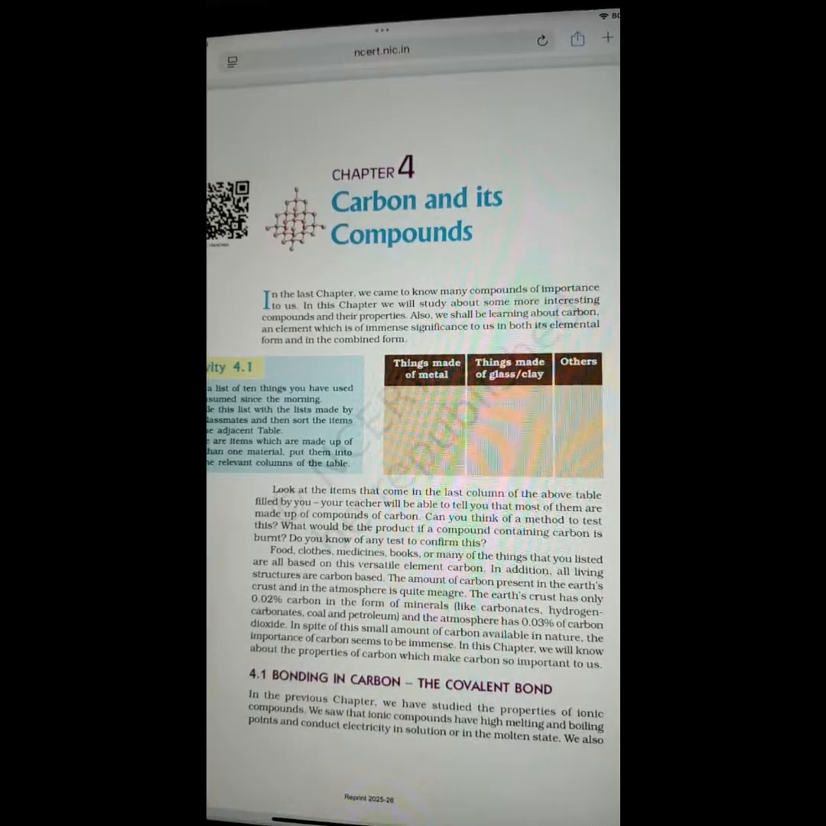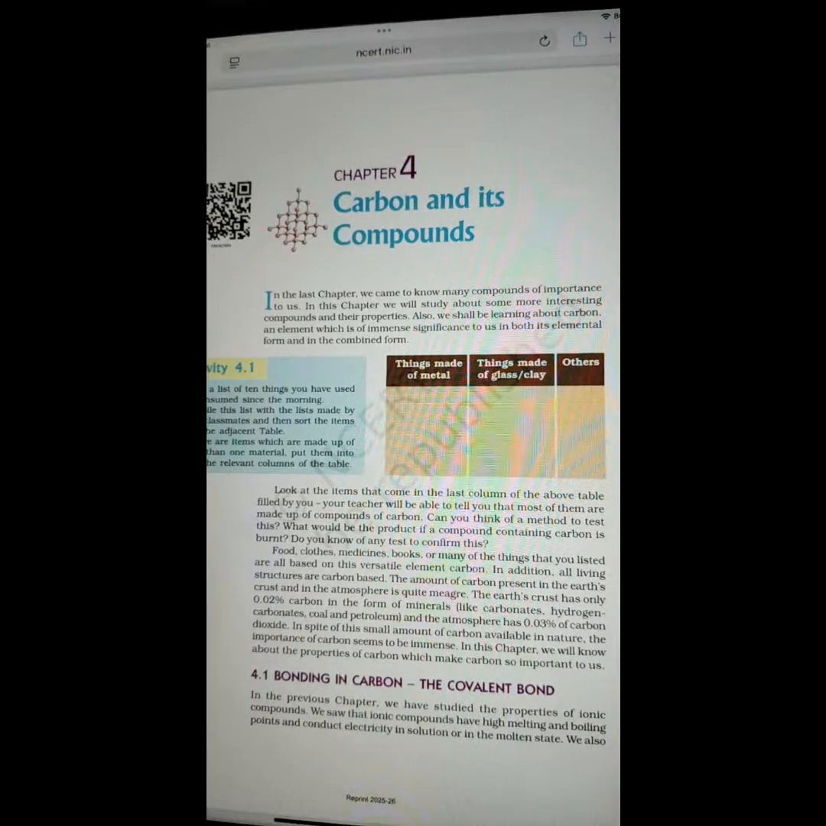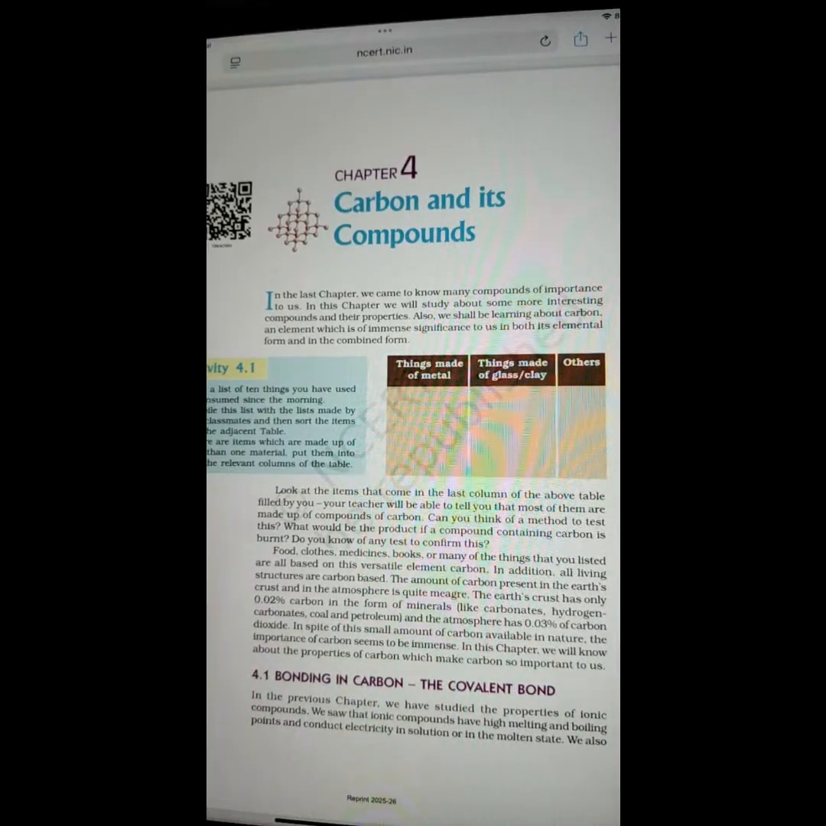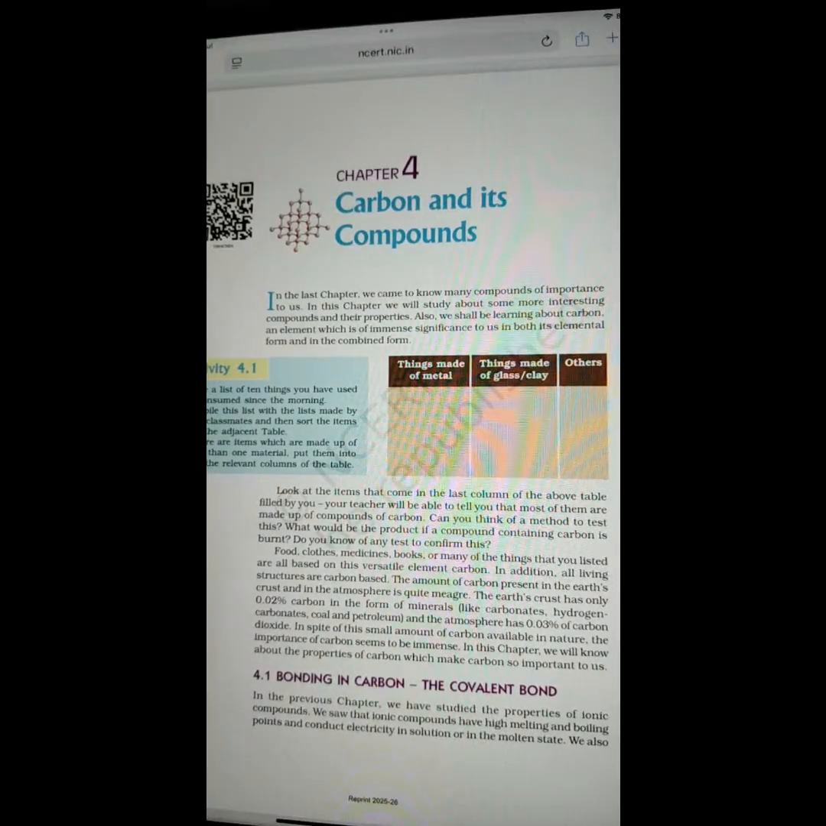In today's live, we will be reading chapter 4, Carbon and its Compounds, taken from NCERT Class 10 Science. This is being followed in CBSE board.